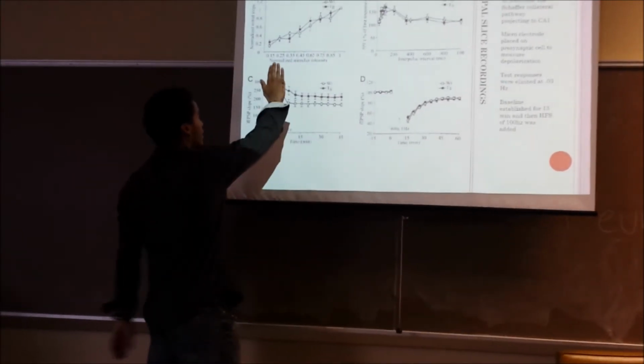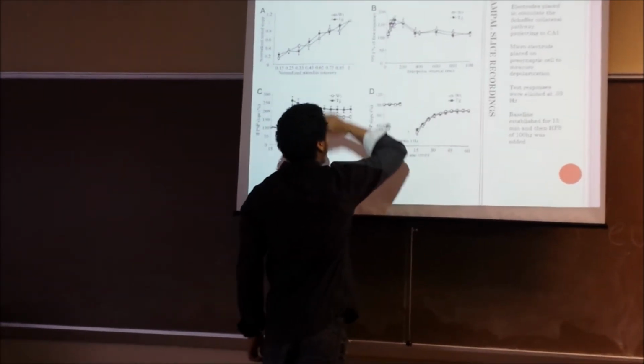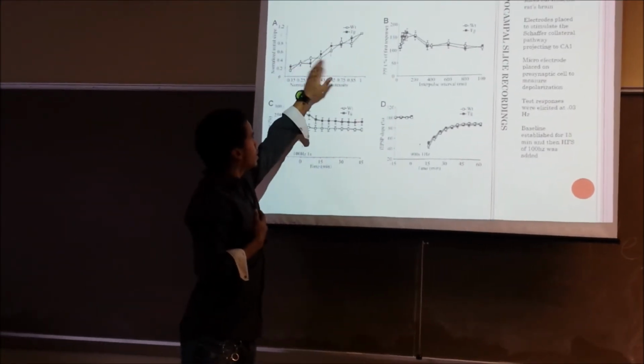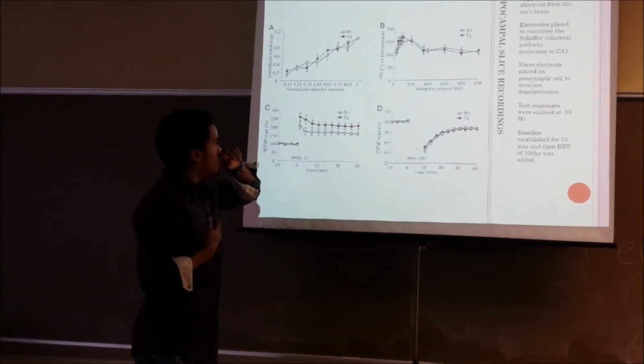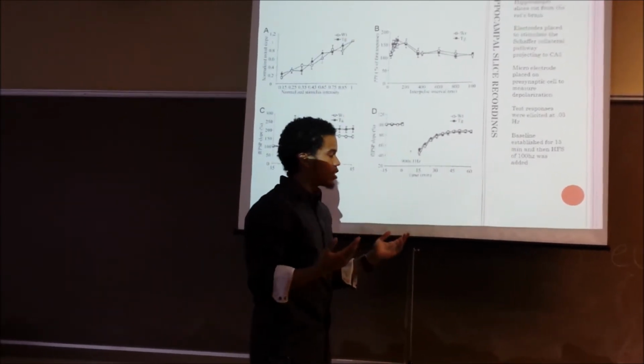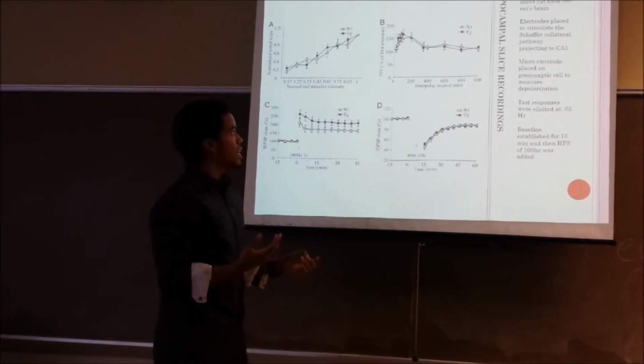So here in these two graphs, they're testing the presynaptic responses. This is just the response of the presynaptic cell to the stimulus. As you can see, they're both the same, so there's no change in the presynaptic stimulation.